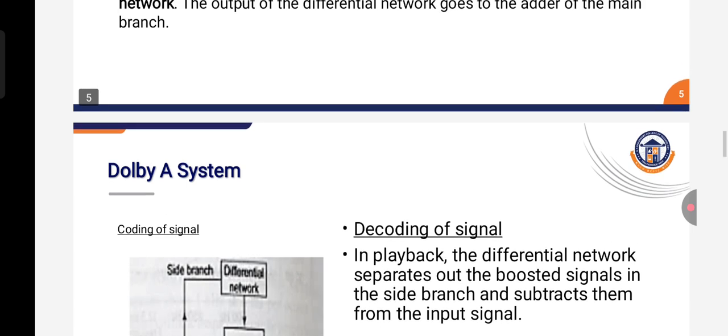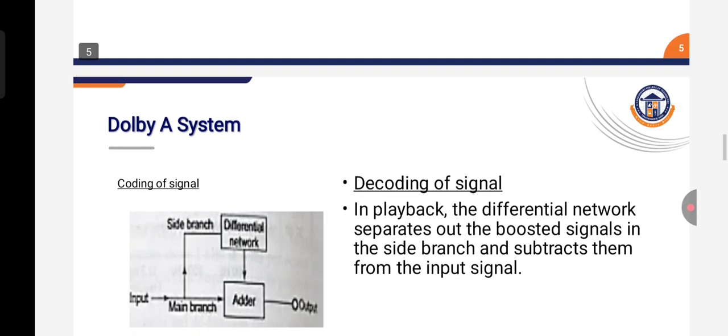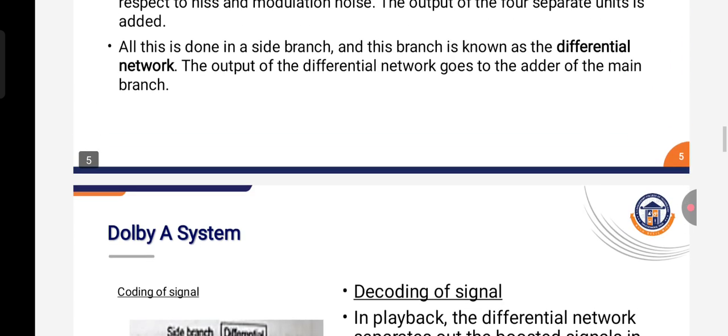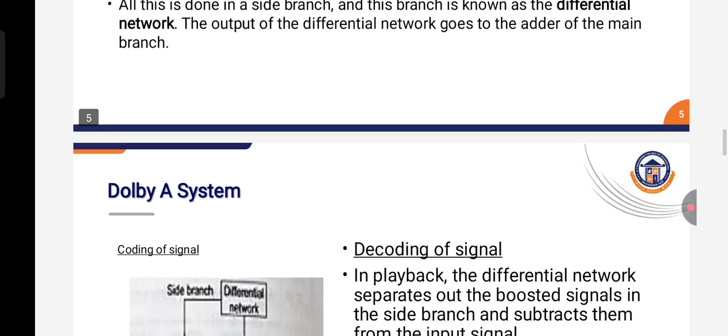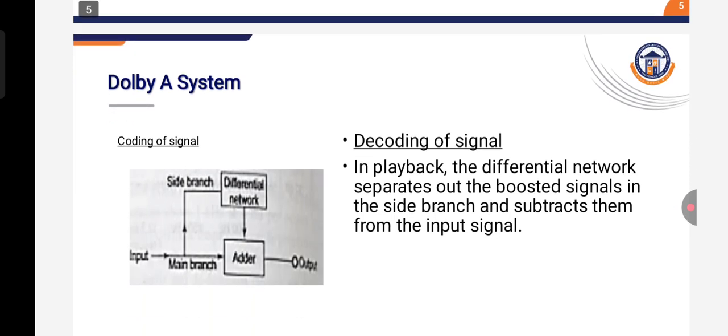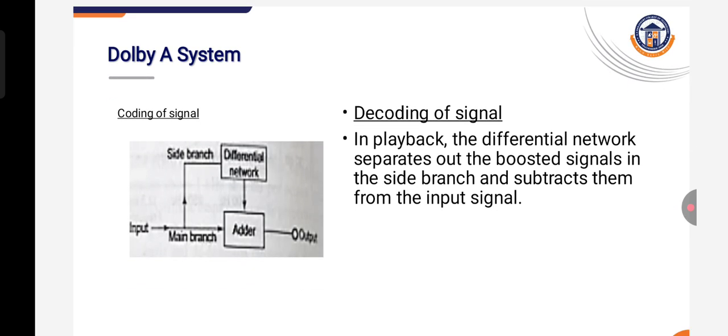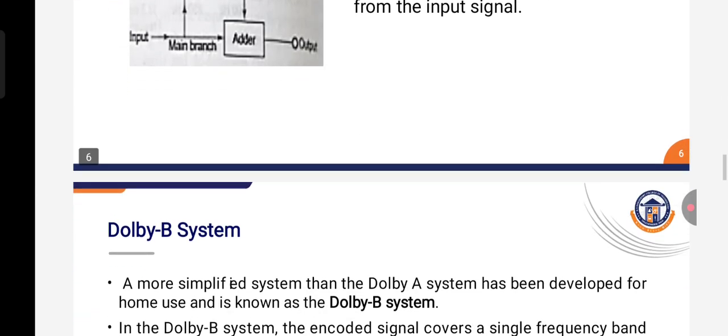The output of the differential network goes to the adder of the main branch. In playback, the differential network separates out the boosted signals in this side branch and subtracts them from the input signal.